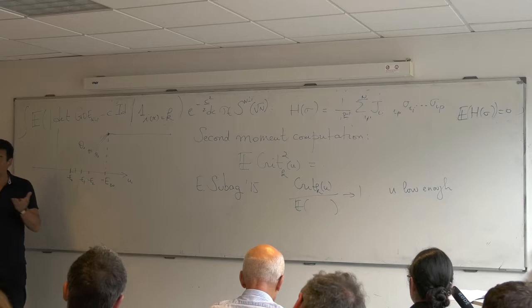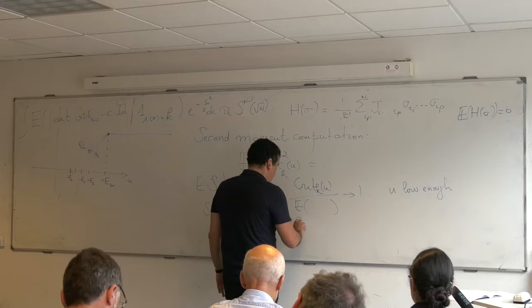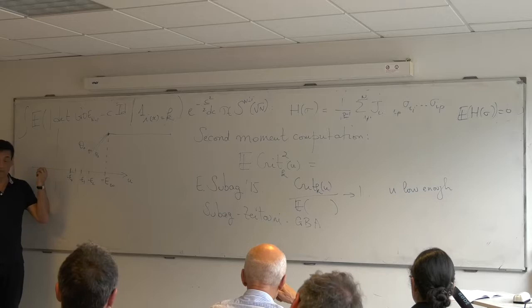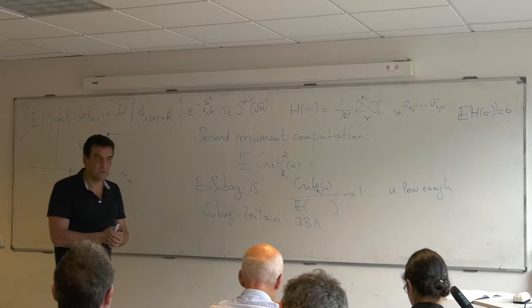From this you can get, and it has been done by Subag himself and by Subag and Zeitouni, and then by Subag, Zeitouni, and myself. So there is one paper by Subag himself, one with Subag and Zeitouni, one with the three of us, where you can, in fact, using this information and this second moment computation, control completely the structure of the Gibbs measure. We are not talking Gibbs measure here, I'm talking zero temperature, but if you give me 2 minutes of that, I think I can do that here.